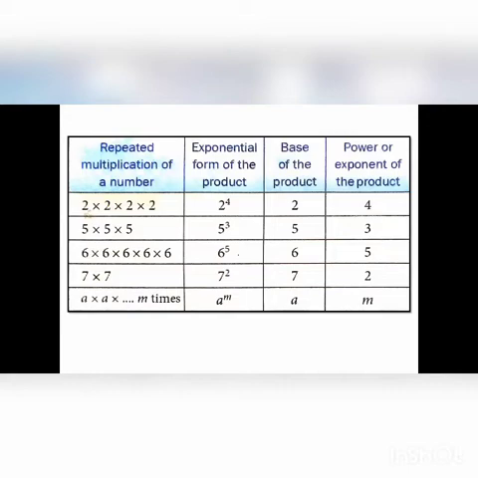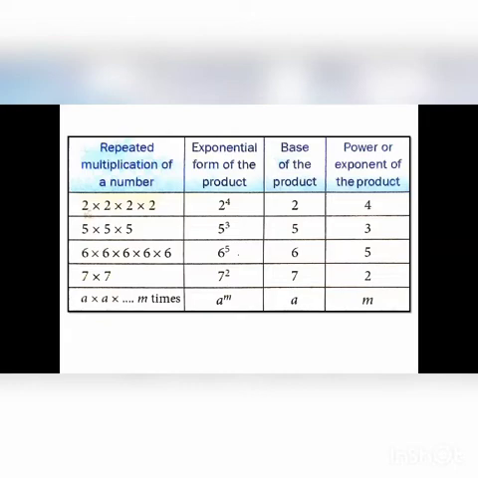Let's take another example. 6 multiply 6 multiply 6 multiply 6 multiply 6. Here 6 is repeating 5 times. So in exponential form of the product, we will write 6 raised to the power 5. Here 6 is the base of the product and 5 is the power or exponent of the product.